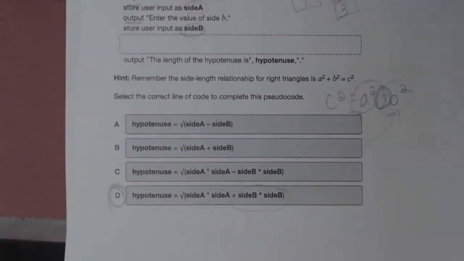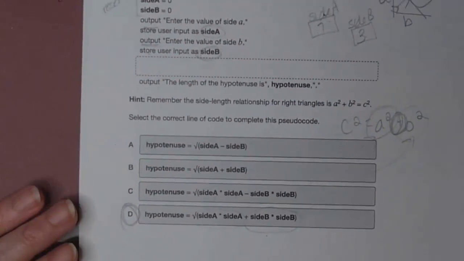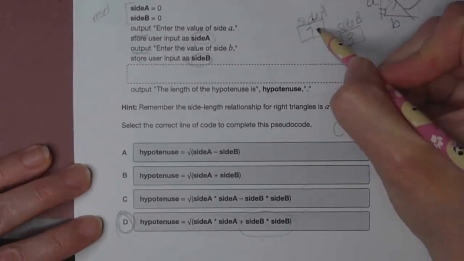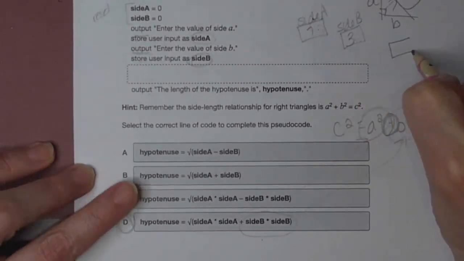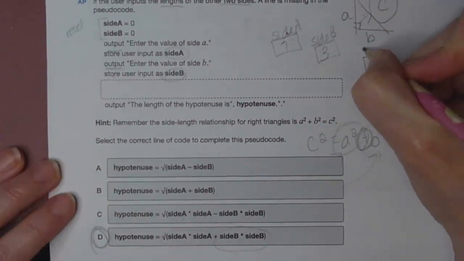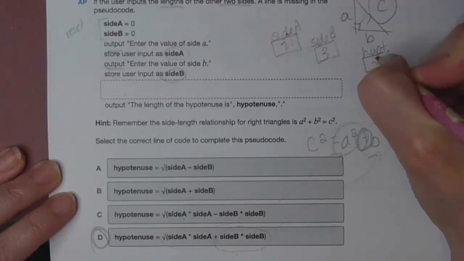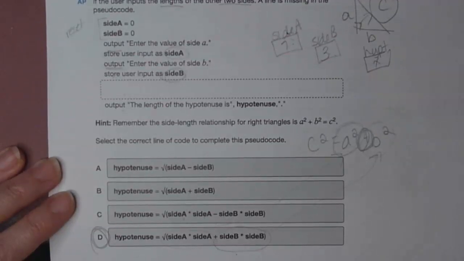So here's an example, and they might also say to you something like, how many variables are in this? And you're like, well, I have a side A, I have a side B, and then I would have set up another variable called hypotenuse, and then the answer would have gone in there.